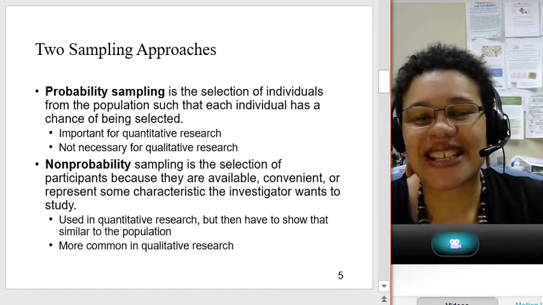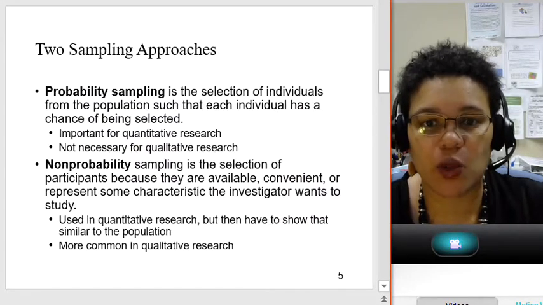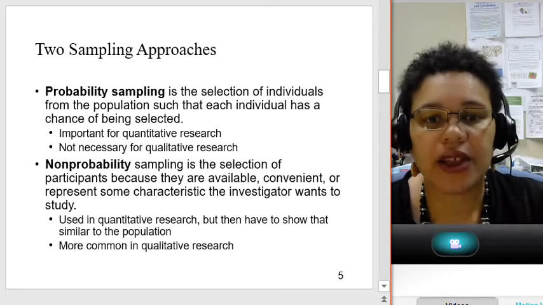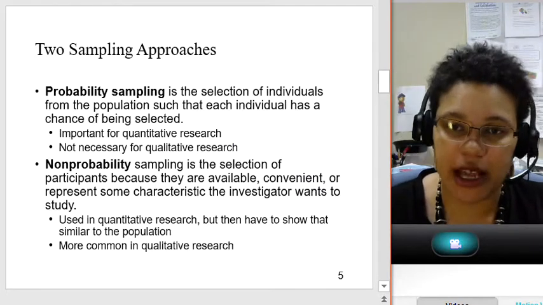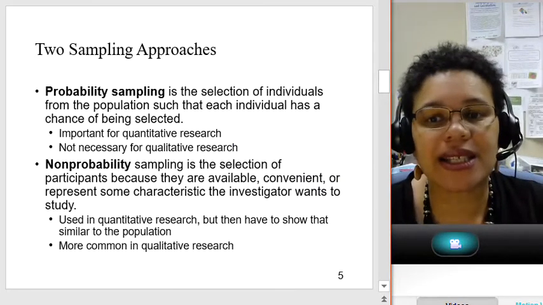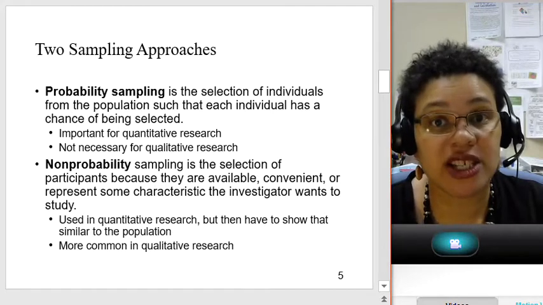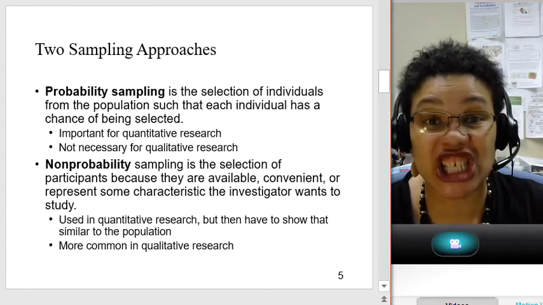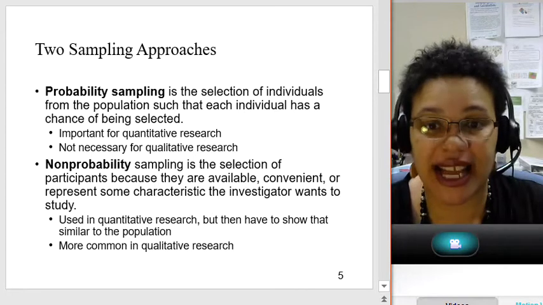Basically there are two sampling approaches. One is probability sampling, the other is non-probability sampling. Probability sampling is the selection of individuals from the population such that each individual has a chance of being selected.